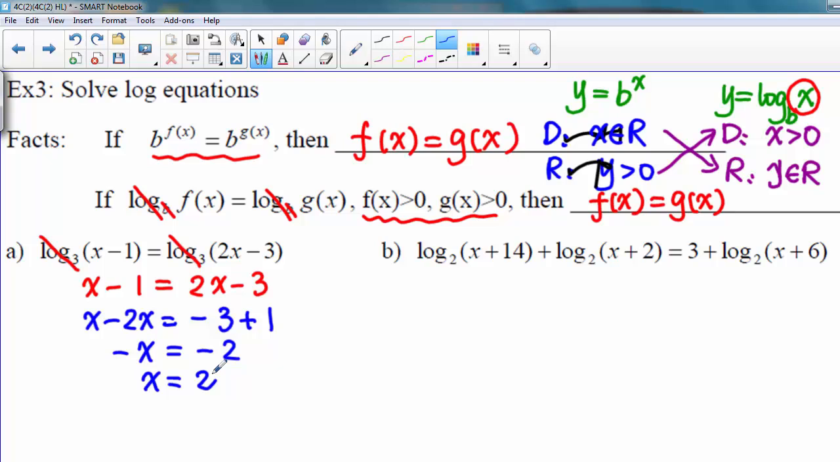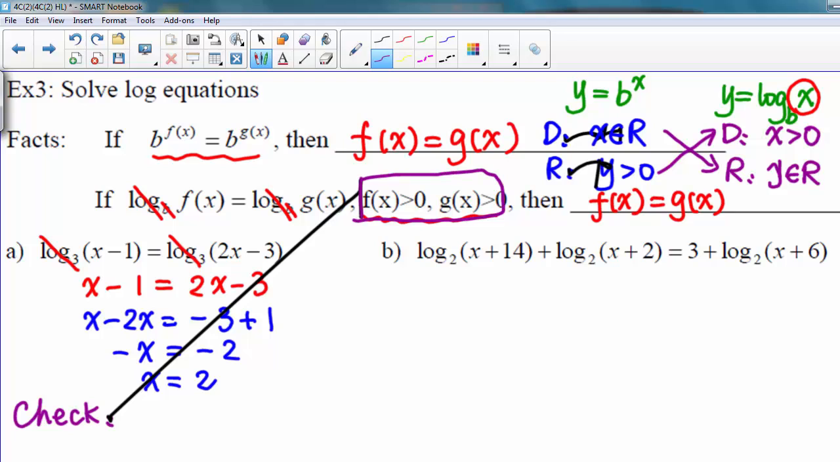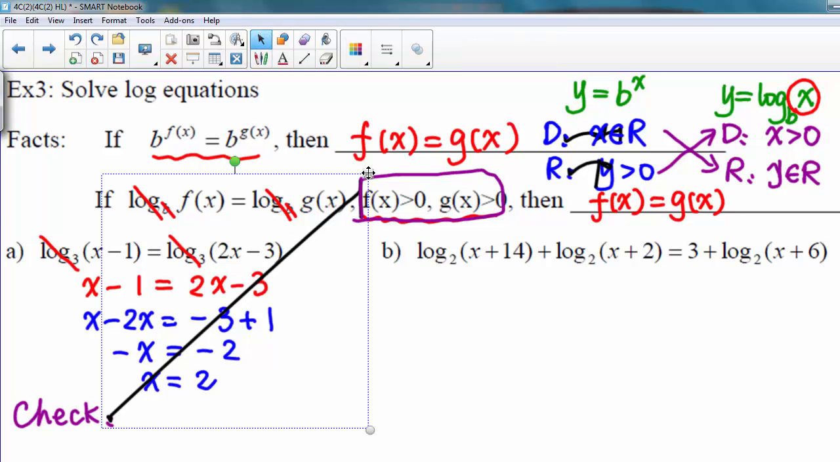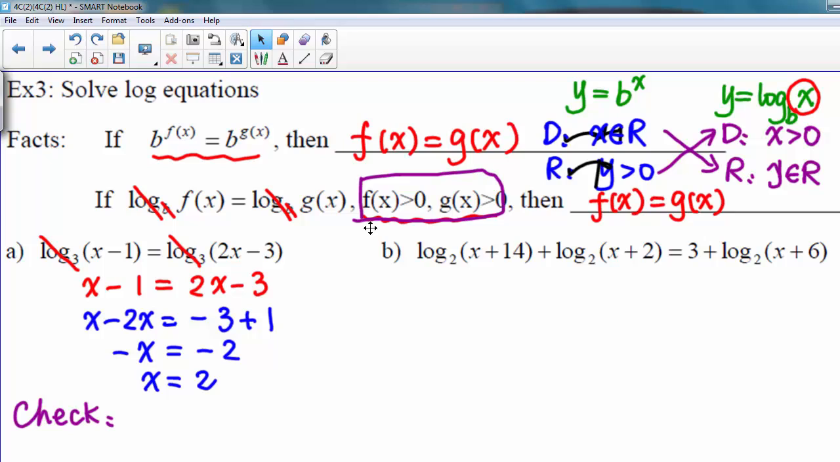For log equations, make sure that you check the solution at the end. It's mainly because for the log equation, we have the restriction, which means these two arguments must be positive values. With the solution x equals 2, can you check if this x equals 2 fits this log equation, which means this x equals 2 can make both of these two arguments positive.